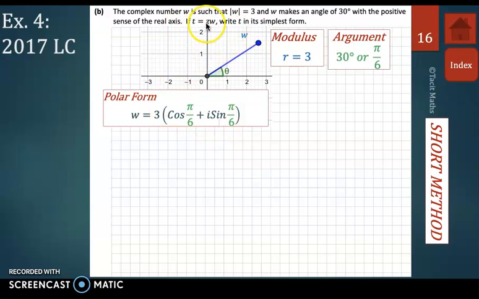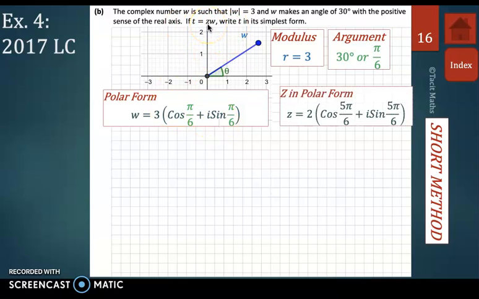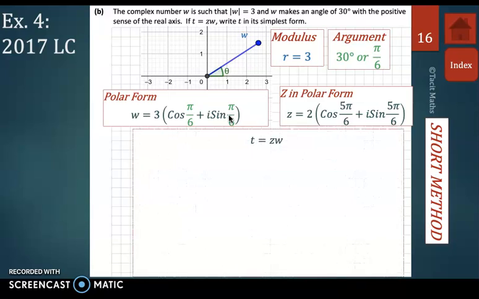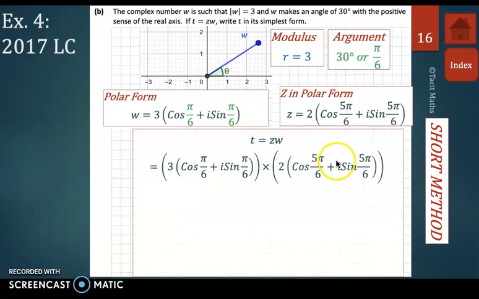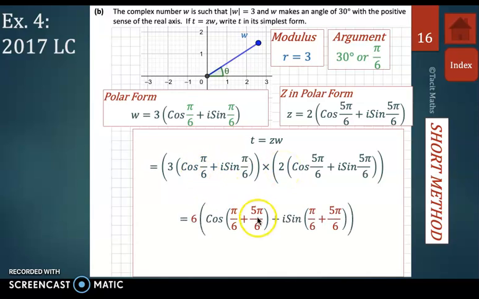Now we also have z from the previous question in polar form. What we could do here is simply use that rule that I alluded to earlier: if I'm multiplying two complex numbers, I multiply the moduli and add the two angles, and that gives me my answer. And when I convert that into standard form, it comes out as -6.